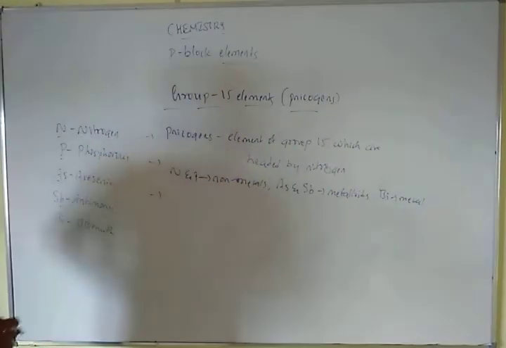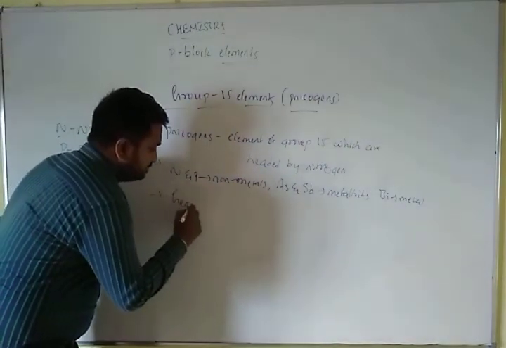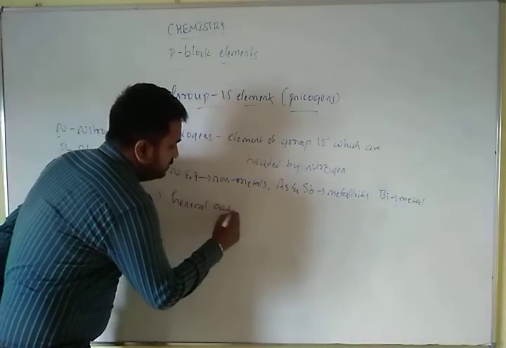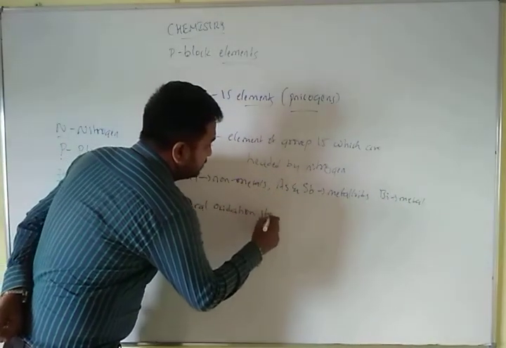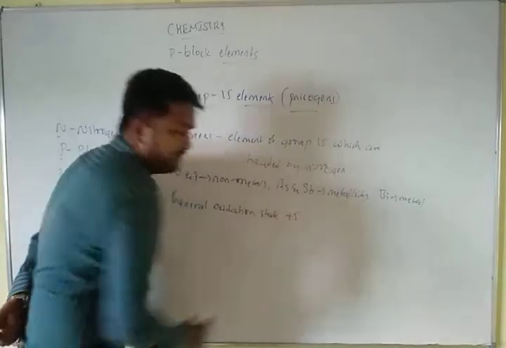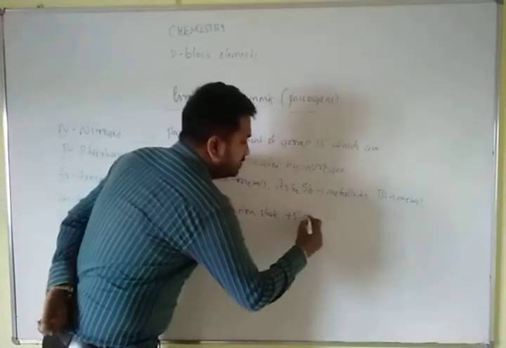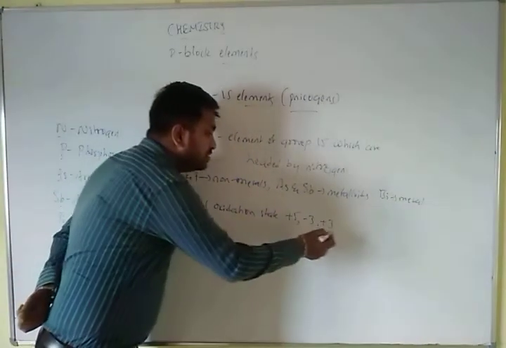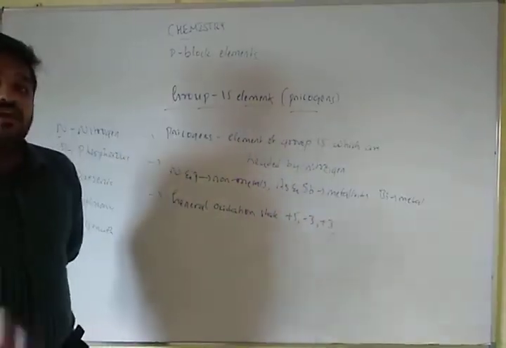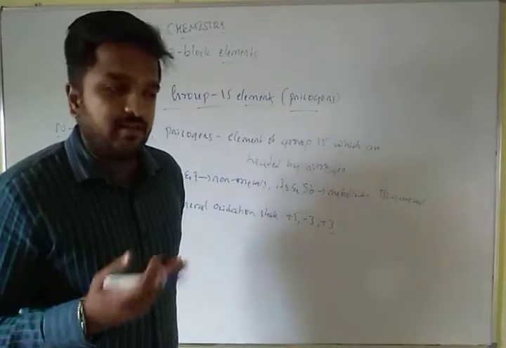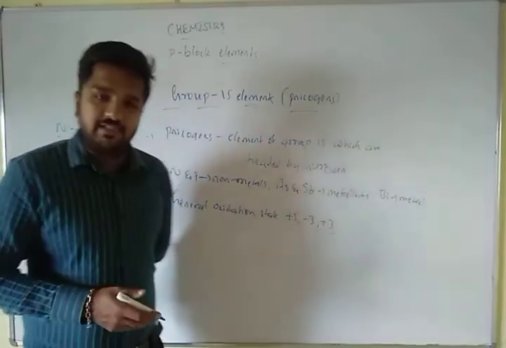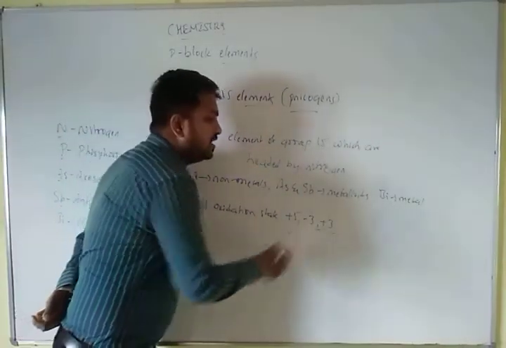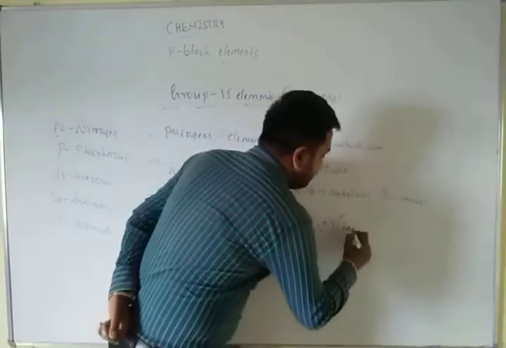Clear? So the general oxidation state is +5 generally, and also we have -3 and +3. This variation to +3 is due to the inert pair effect. You have studied the inert pair effect in previous years. Clear? So that variation is because of the inert pair effect.